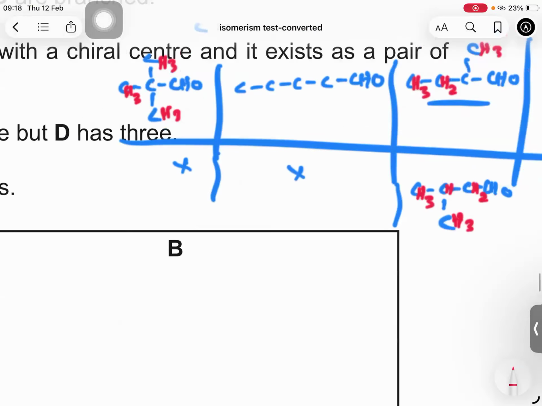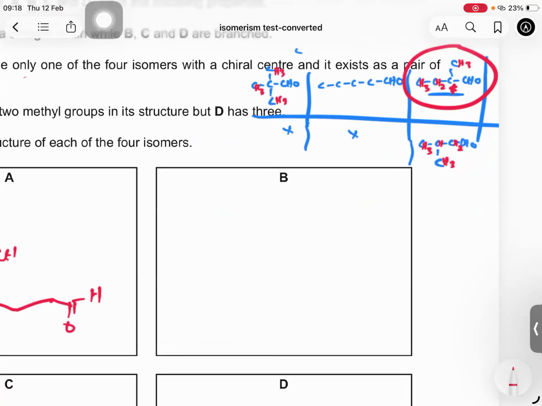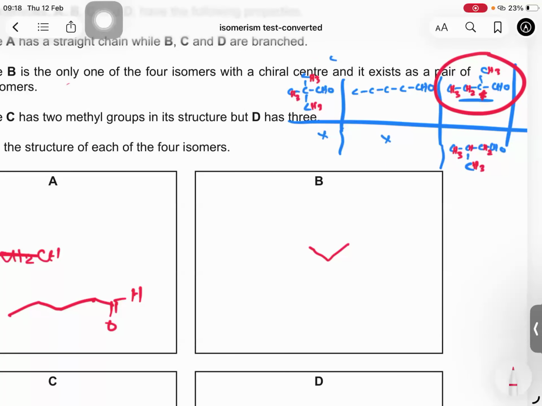अब किस में chiral center है? Chiral center मेरा ख्याल है ये वाला है ना? This one. बाकी तो किसी में नहीं है. So I'm going to draw it here. So 1 2 3 4. ये हो गया और ये हो गया. B ये हो गया. Okay, next.